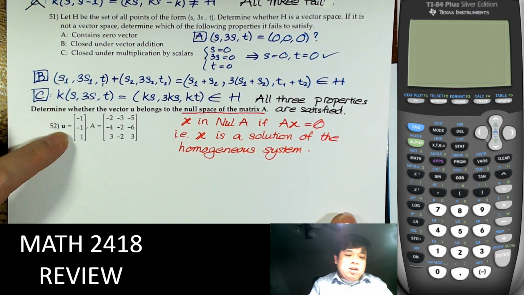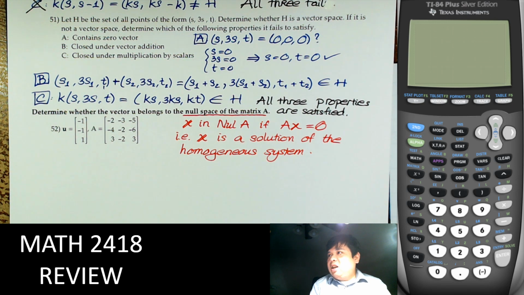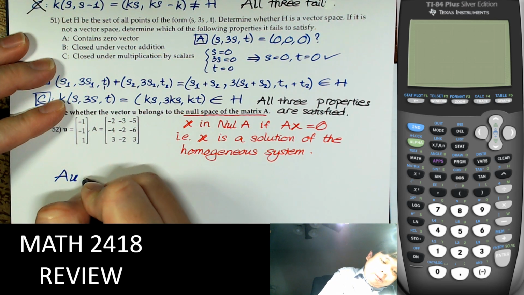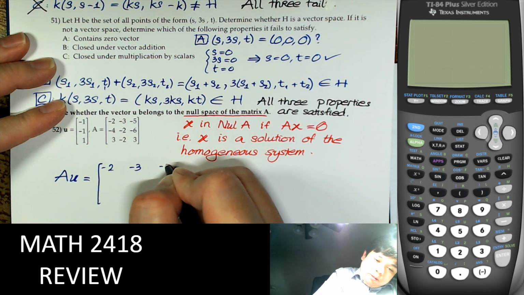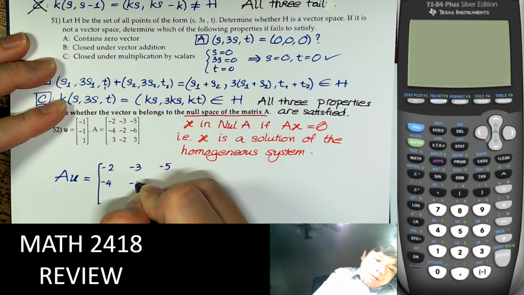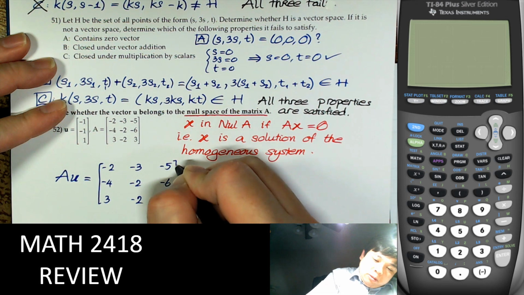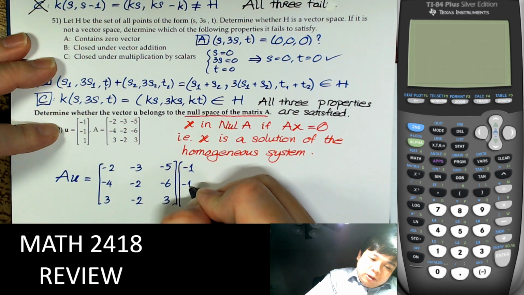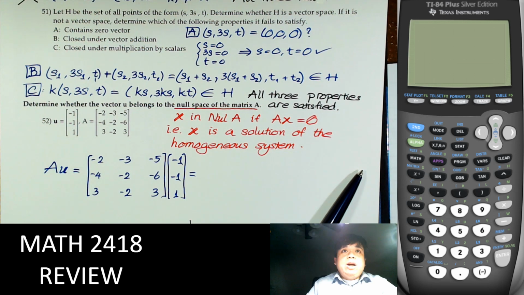So here we have the vector, so all we do is just take A times U to see if we have a 0 or not. If it is, then yes. If it's not, then no. Very straightforward, right? So just take A times U. Just going to use a calculator here, that'd be quicker.